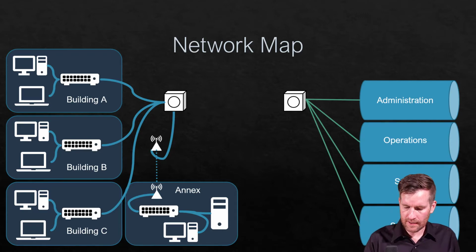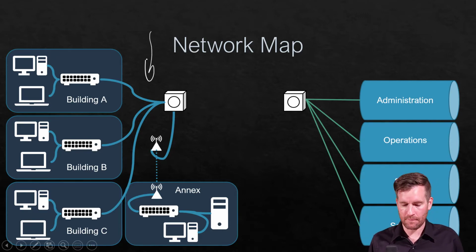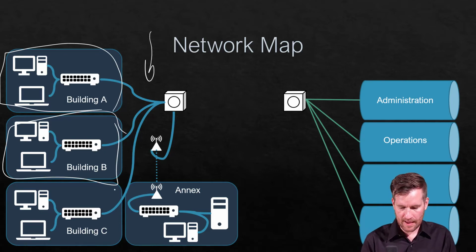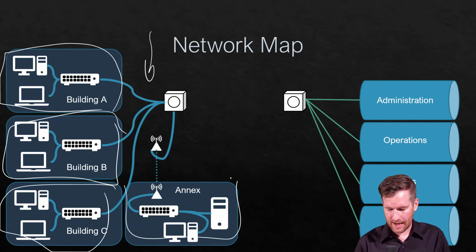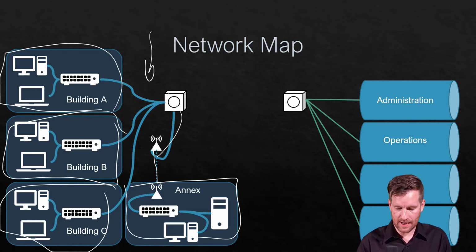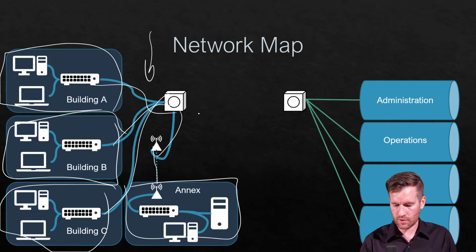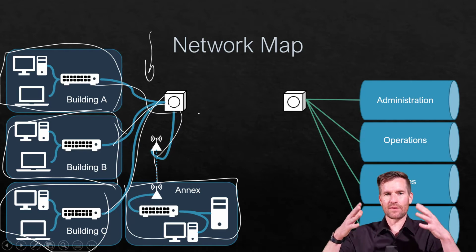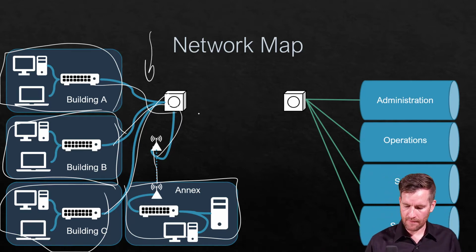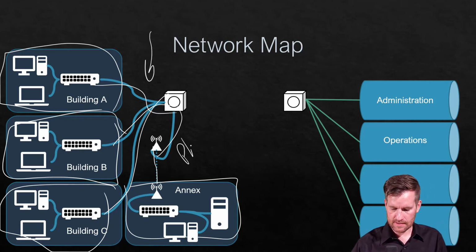You have one that is a physical network map of how buildings are laid out. So here we've got building A, B, C. We've got an annex over here, and how the annex gets connected through this wireless connection, and they all connect into this core switch. So we've now got this campus area network. We've got a network map for this. This would be called a physical topology right here. This is the physical topology and how it's set up.